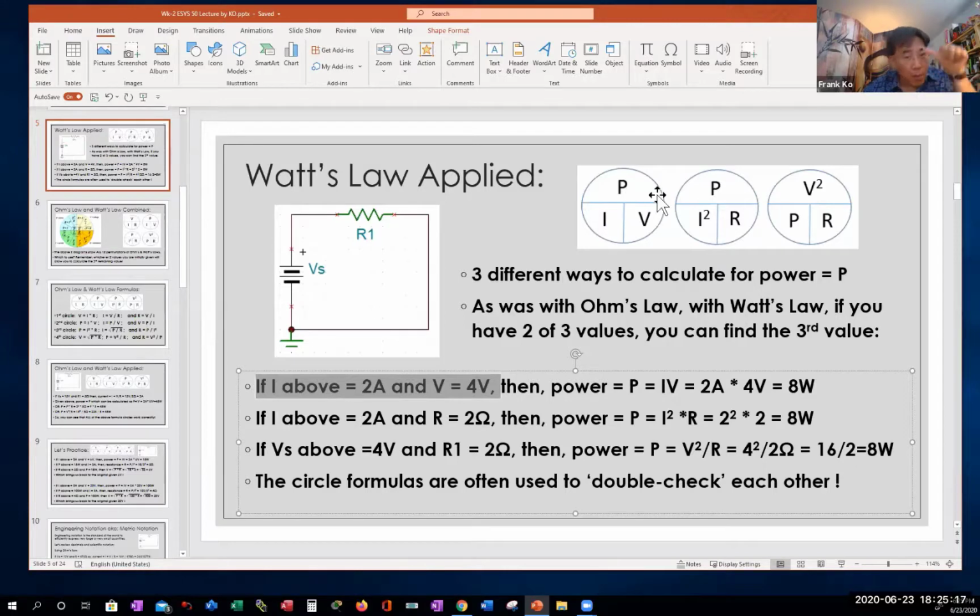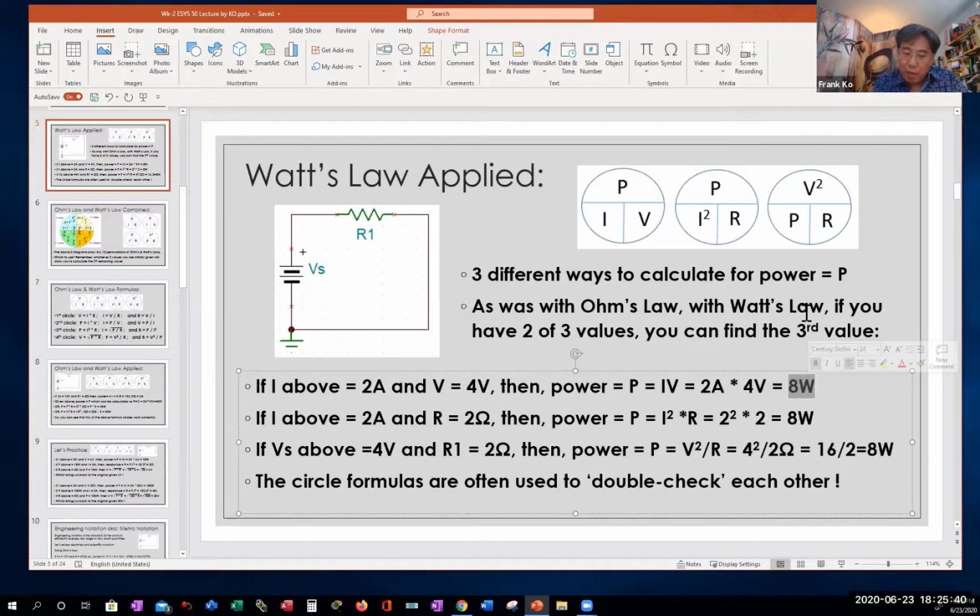And if you put your thumb over the P, what's left? P is equal to I times V. And here we happen to have 2 amps times 4 volts. 2 amps times 4, 2 times 4 gives you how many watts? 8 watts. And here's where you've got to keep in mind your engineering terms, your electrical terms.